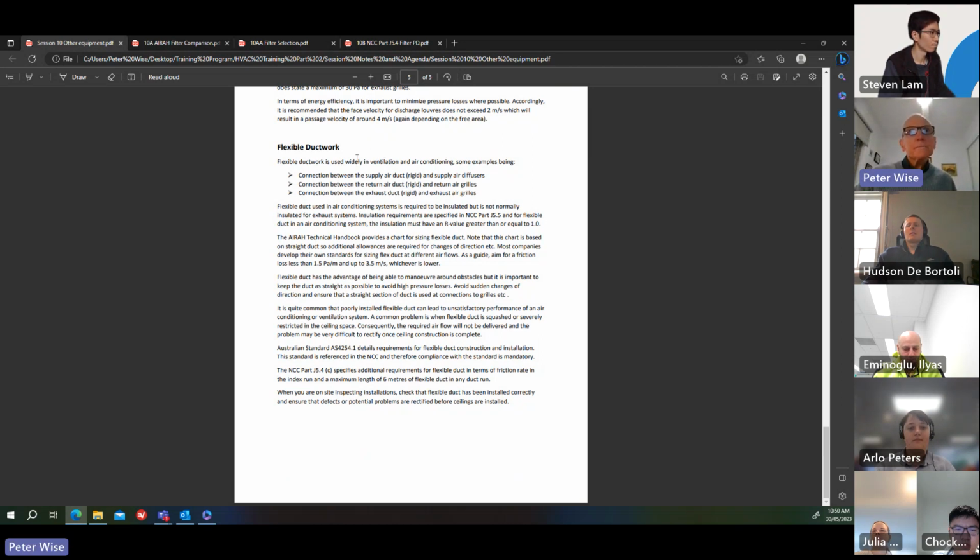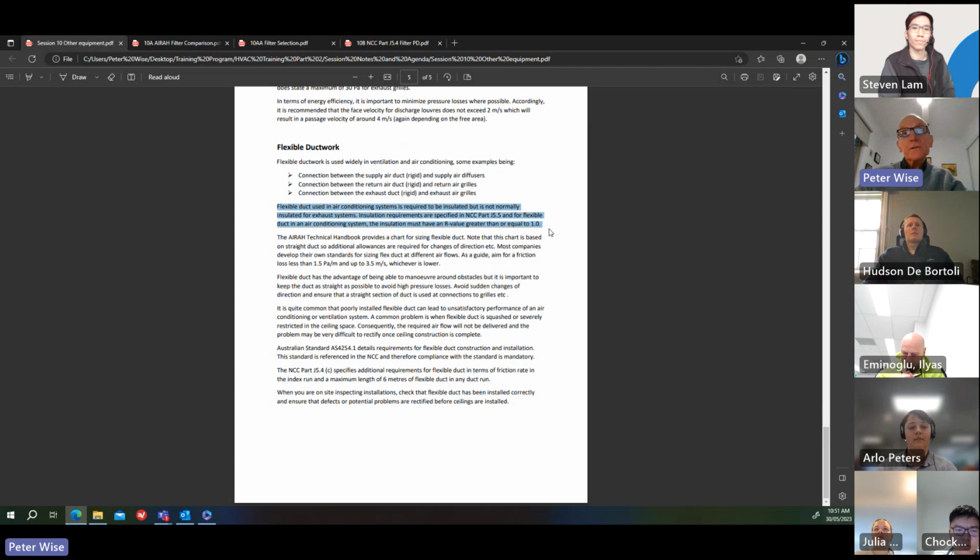So now I'll have a talk about flexible ductwork. You've all come across this. It's widely used in ventilation and air conditioning for supply air connection between the rigid duct and the diffusers, and return air between the grills and the duct, exhaust duct between the grills and the duct. Back to the NCC again. Flexible duct used in air conditioning systems is required to be insulated, but not normally insulated for exhaust systems. You can get acoustic rated flexible duct, and sometimes you might use that in exhaust systems to try and absorb some noise. It has some effect, but it's not great.